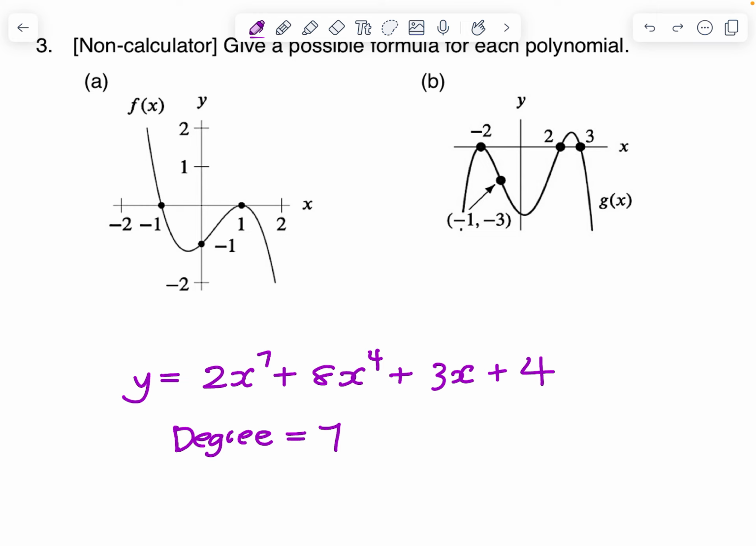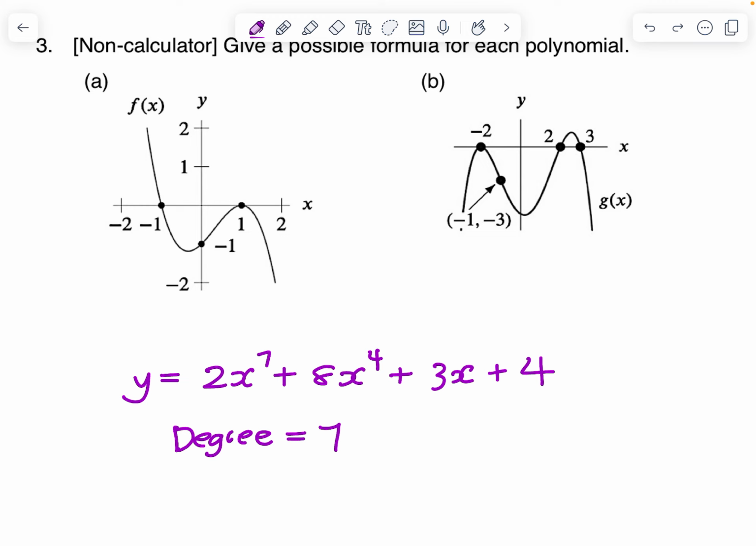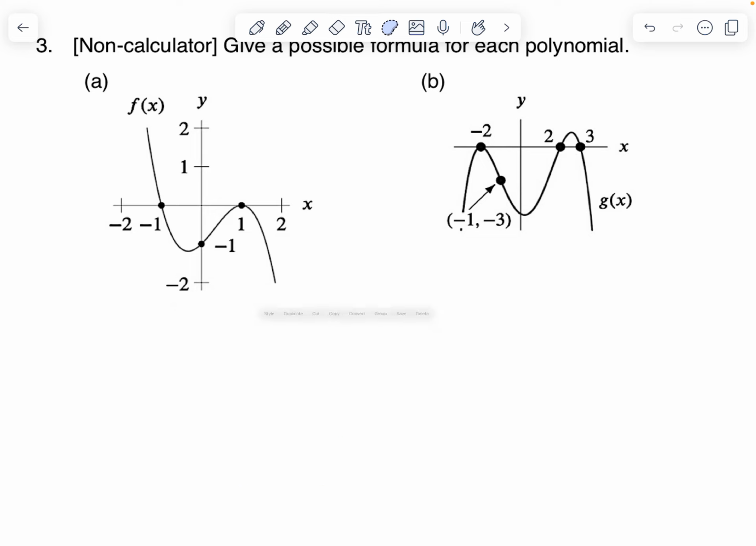This is useful because in future tests or exams, the word degree often appears when it comes to polynomials, so it's good to know what that means. Now, in polynomials we have something else called multiplicity. There's odd multiplicity and even multiplicity. When it is an odd multiplicity, the graph will cut through the x-axis, and when it's even, it will not cut through and will bounce off the x-axis.